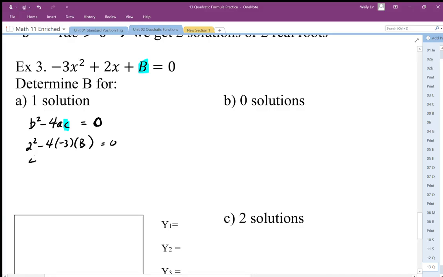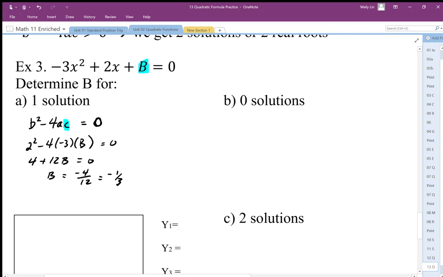So we get 4 plus 12b is equal to 0. So b is equal to negative 4 over 12, or negative 1/3. So a b value of negative 1/3 will give us one solution. It will give us the vertex at the x-axis.